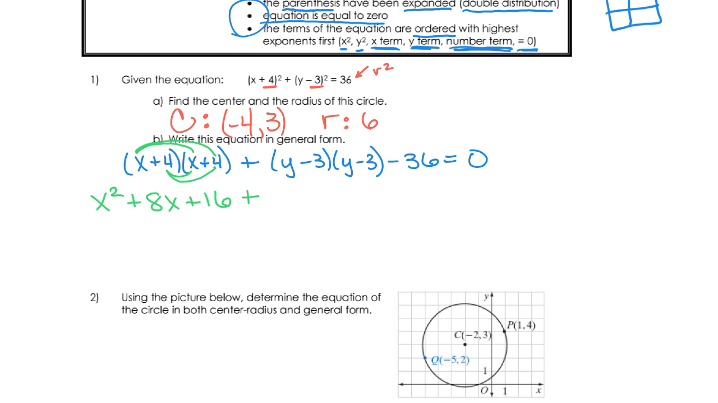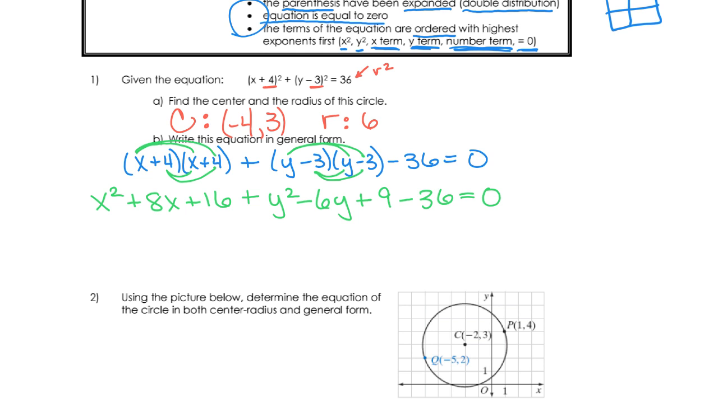Keep my plus sign, and then I'm going to do the same thing, but with the y's. Y times y is y squared. This is going to be a minus 3y, but this is also going to be a minus 3y, and 2 minus 3y's is a minus 6y. Okay? Negative 3 times a negative 3, and negative times negative is a positive 9. Okay? Then my minus 36, and then my equals 0.